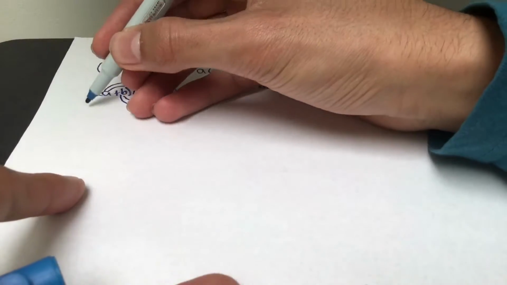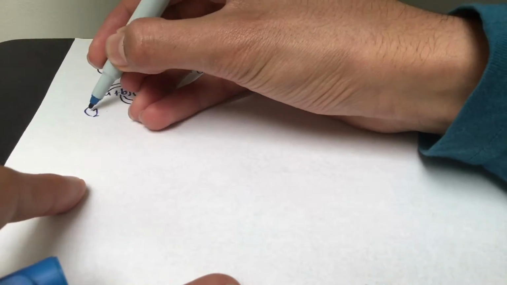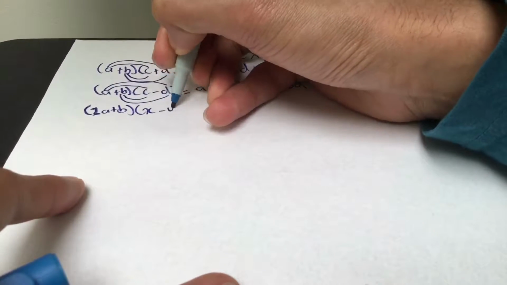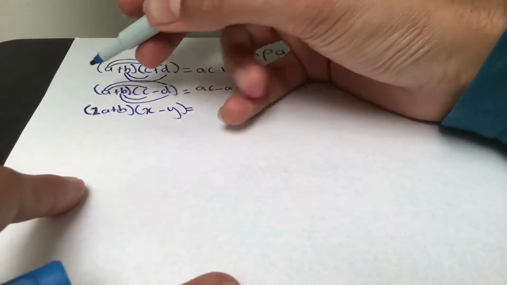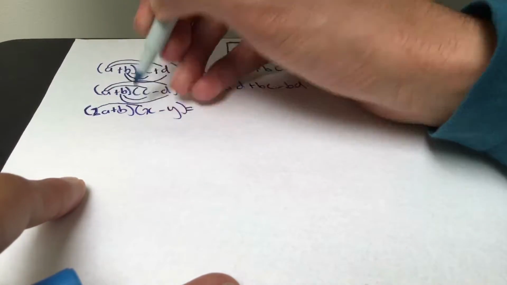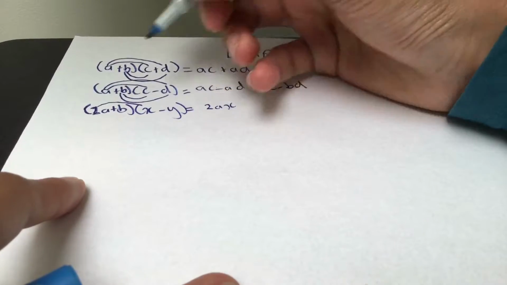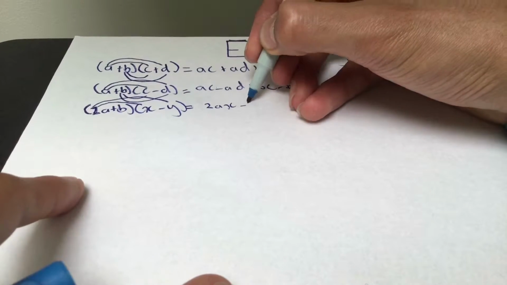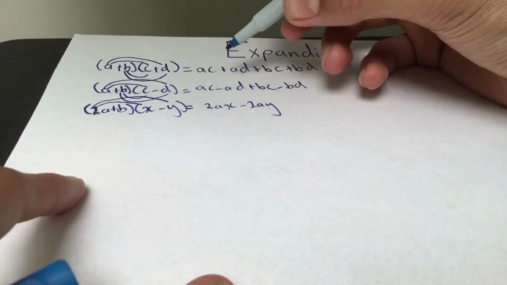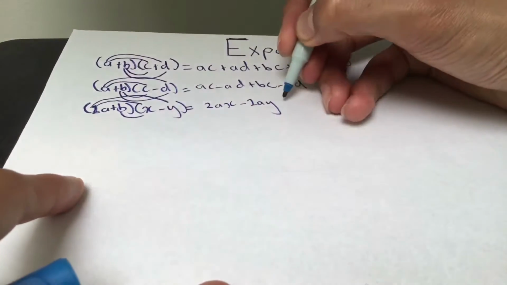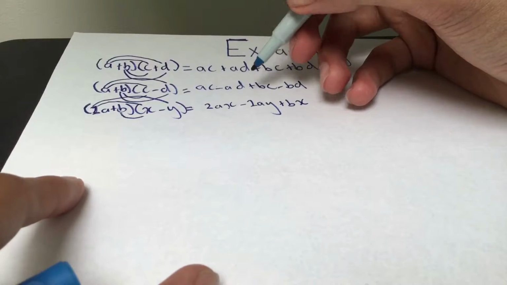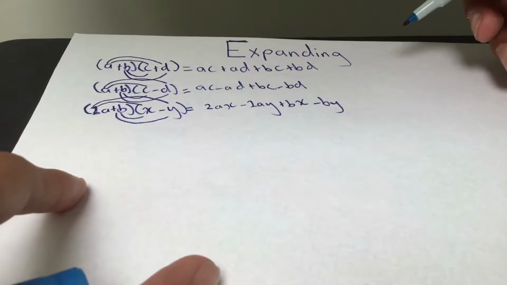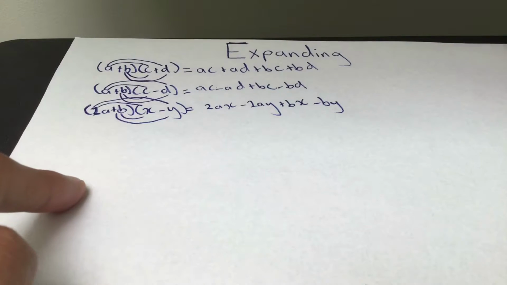Now let's move on to (2a + b)(x - y). Okay, same thing. 2a times x, 2ax, 2a times negative y, minus 2ay, and then b times x, bx, and b times negative y, minus by. As you see, we've taken the brackets out, and we've gotten our final answer.